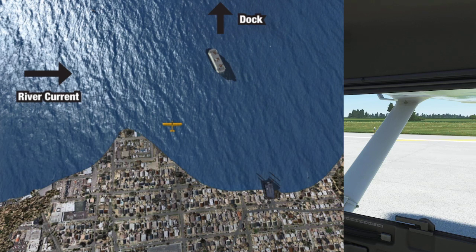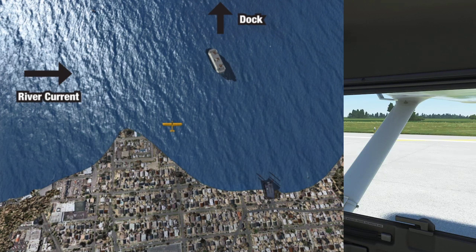has a current coming in from, in this case, the left side, and you're trying to get to the dock straight ahead of you. If you point the boat directly toward the dock, you're not going to make the dock because the river current is going to push you downstream and you're going to miss the dock. So you have to compensate by angling the boat into the river current in order to meet the dock, and that's what this particular picture is showing you with this boat, that it's angled.